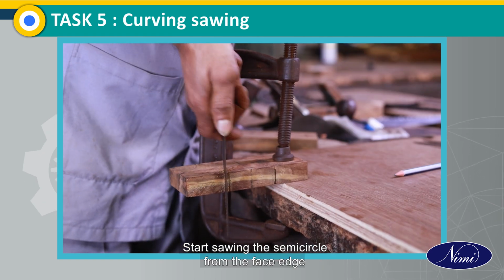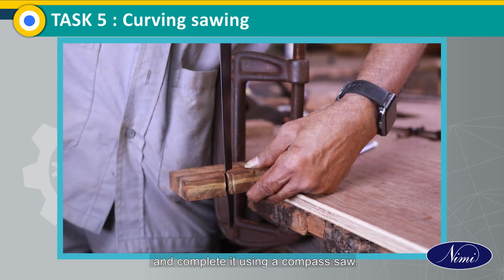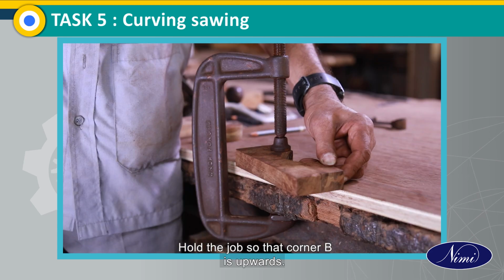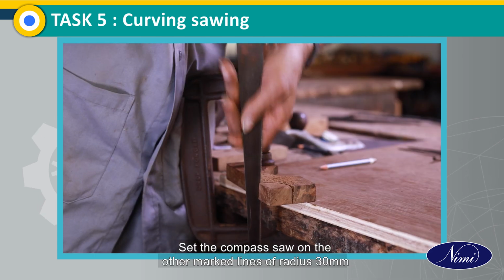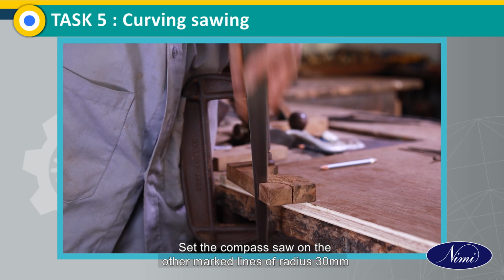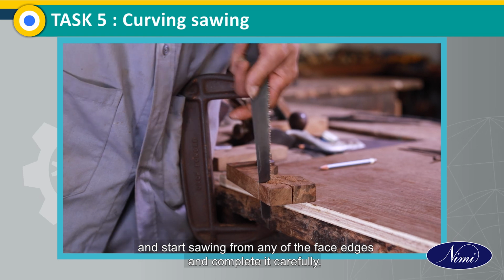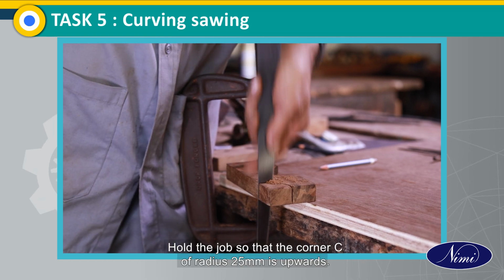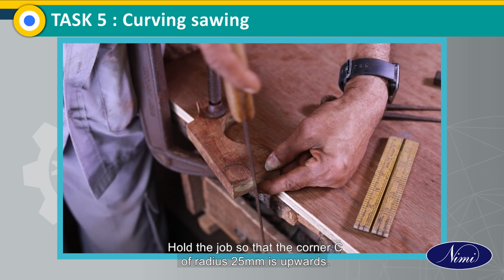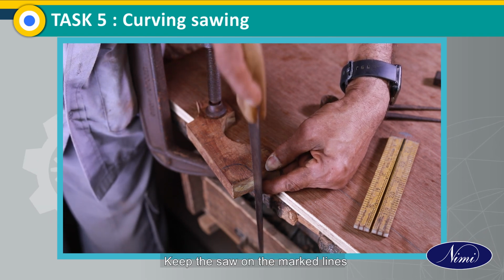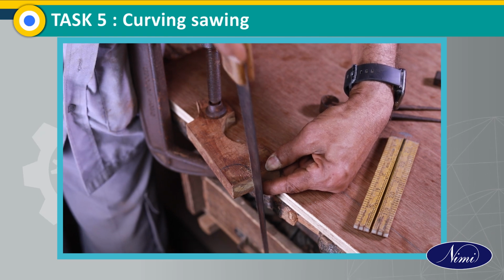Start sawing the semicircle from the face edge, half portion from right and half from left, and complete it using a compass saw. Hold the job so that corner B is upwards. Set the compass saw on the other marked lines of radius 30 mm and start sawing from any of the face edges and complete it carefully. Hold the job so that the corner C of radius 25 mm is upwards. Keep the saw on the marked lines and start sawing slowly with the compass saw and complete it.